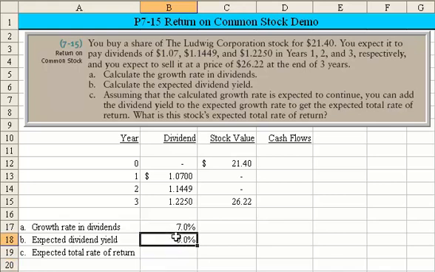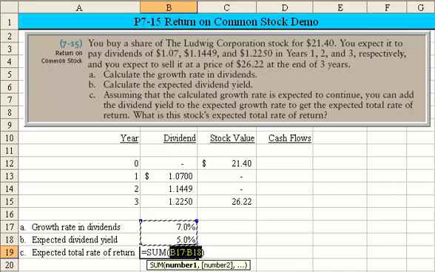Then on part C, they let us know that assuming the calculated growth rate is expected to continue, we can simply add the dividend yield to the expected growth rate to come up with an expected total rate of return. So I'll just use the sum command, and we get 12%.